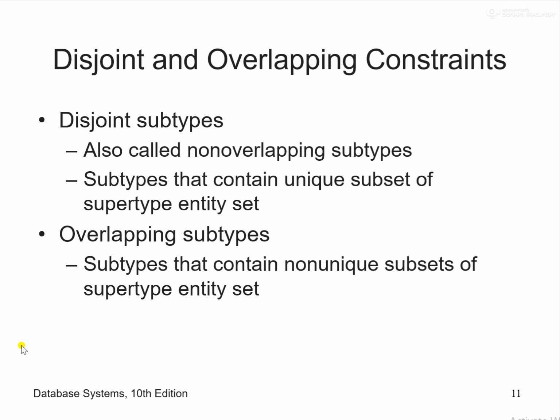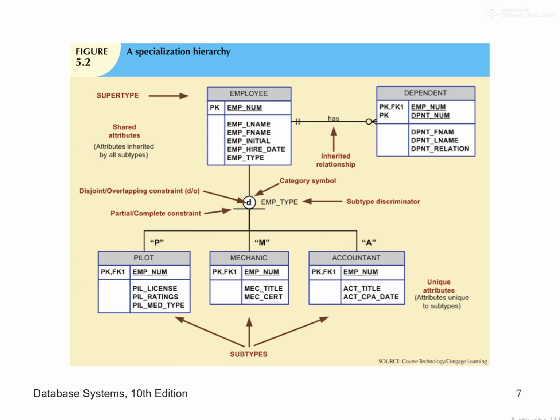For example, if we go back here to figure 8.2, it is showing D here. D means disjoint or non-overlapping constraint. So we can say that an employee who is a pilot can appear only in the pilot subtype. He cannot be in any of the other subtypes at the same time. If an employee is a pilot, he cannot be a mechanic or accountant. He will be a pilot only. So it means they have a disjoint constraint. If it is overlapping, it is represented with the O symbol.